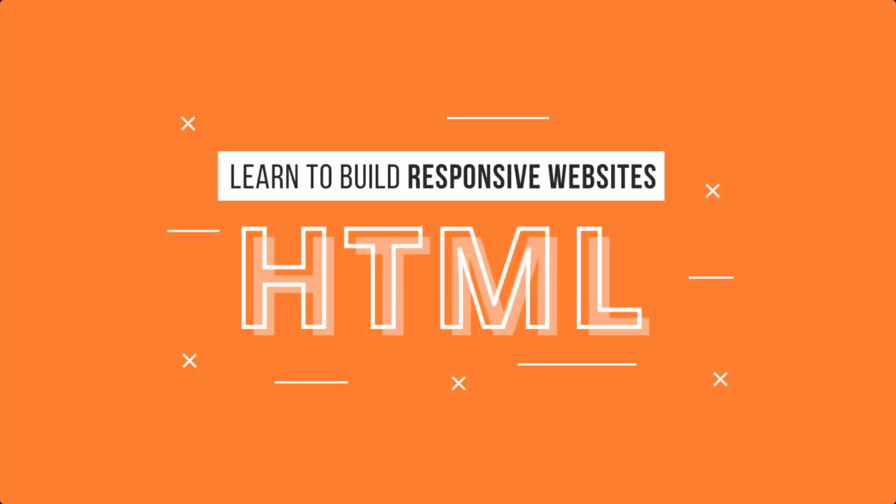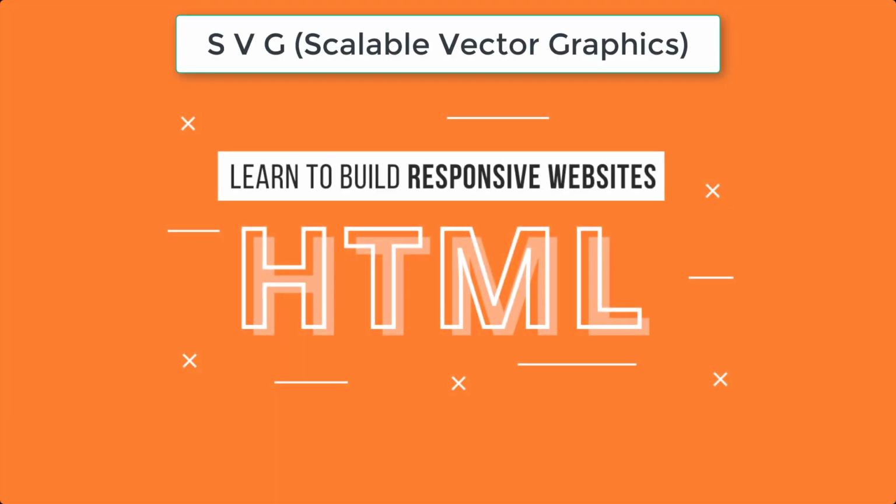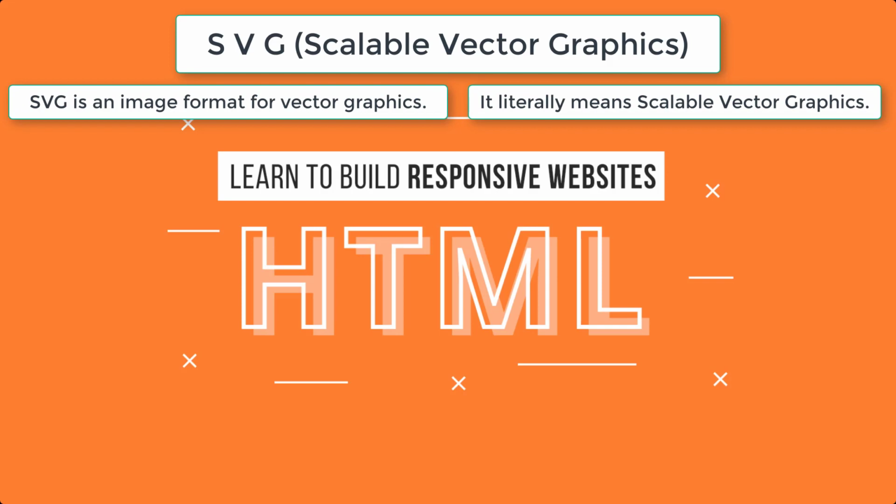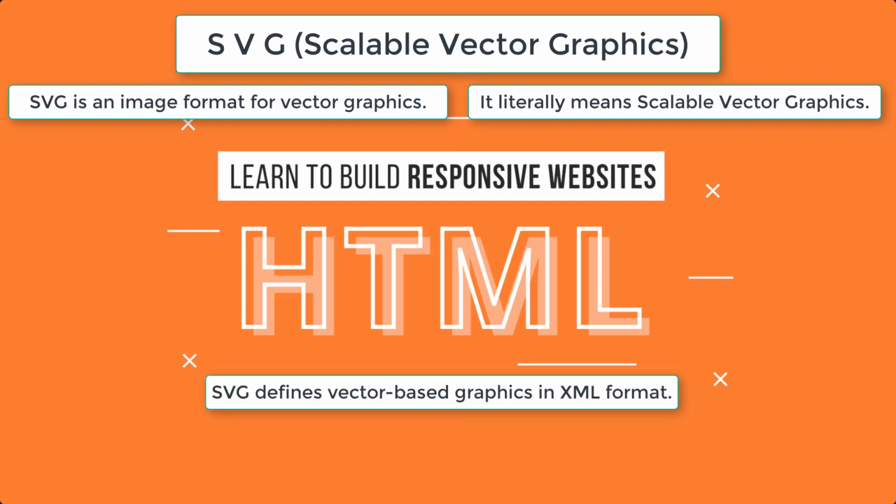Why we use SVG? SVG is an image format for vector graphics. It literally means Scalable Vector Graphics. SVG defines vector-based graphics in XML format. So why do we use SVG at all?